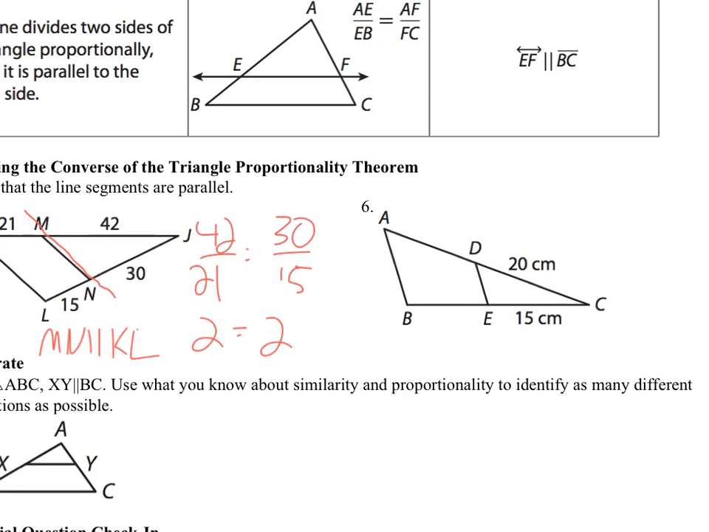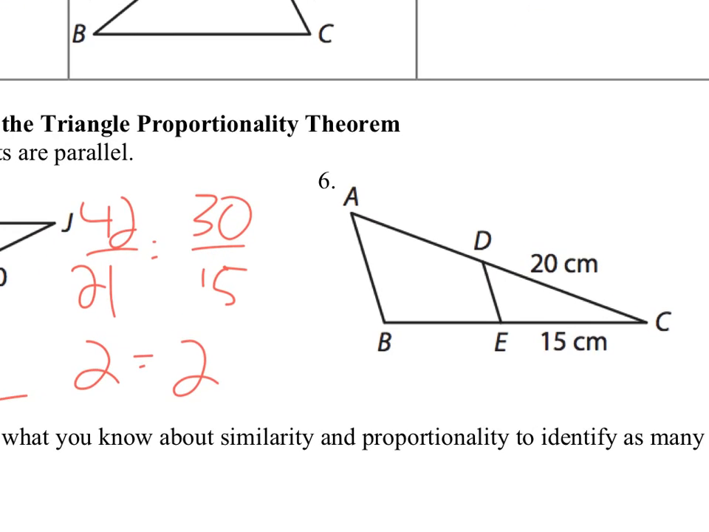All right, number 6, when I put this in here, I must have missed the measurement. So we'll say that AD is 12 centimeters and BE is 10 centimeters. Okay, I want you to try and find out if DE is parallel to AB. So that's what we want to identify. So go and work on that in your groups.